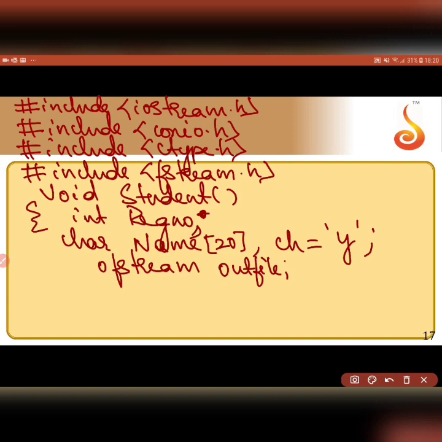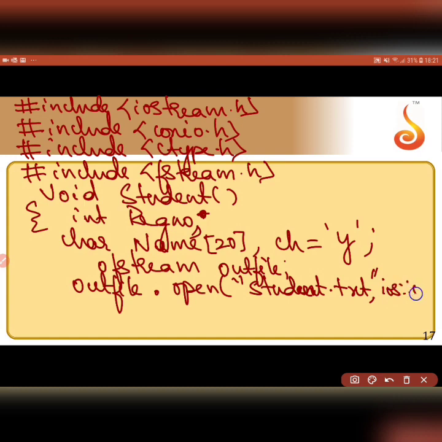Now let me open the file for writing. How do I do that? Outfile dot open, and let me say the name of the file is student.txt comma ios out.